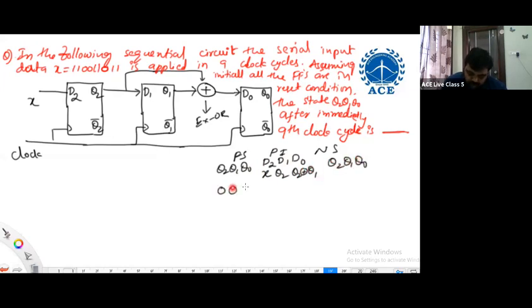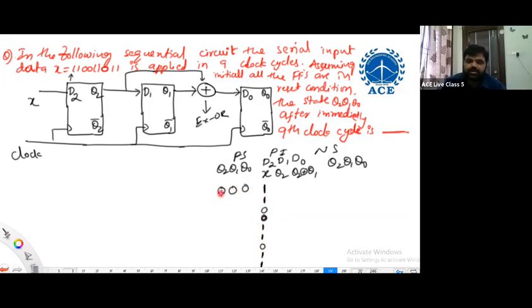So 0, 0, 0 is initial. What should we apply as the first bit? Whatever is supplied here. We need to assume a starting bit, even though it is not mentioned. The bits are 1, 1, 0, 0, 1, 1, 0, 1, 1. These are the bits we are supplying serially.